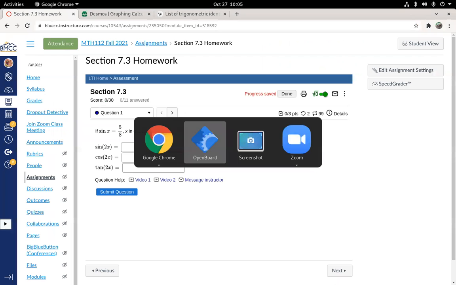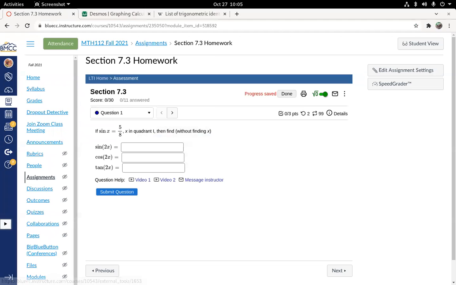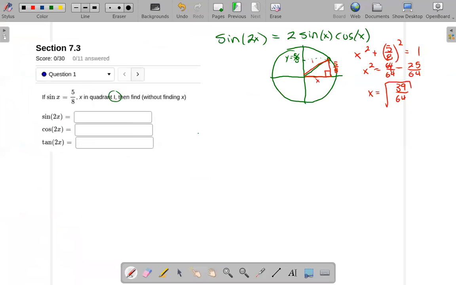Oops. Uh-oh, where'd my whiteboard go? There it is. 39 plus 25 is 64, yeah. And square root of 64 is 8, so I can clean that up. This is the square root of 39 over 8, sorry, there we go.